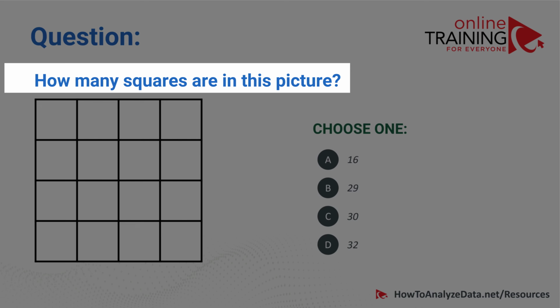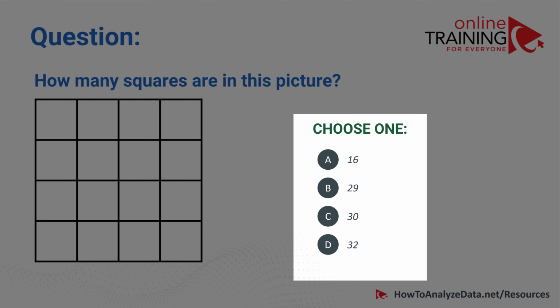Let's look at the sample question. How many squares are in this picture? And you have 4 choices: 16, 29, 30, or 32. Do you think you know the answer?